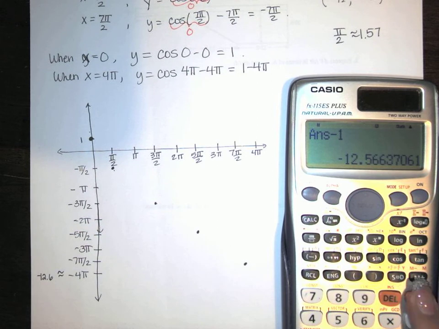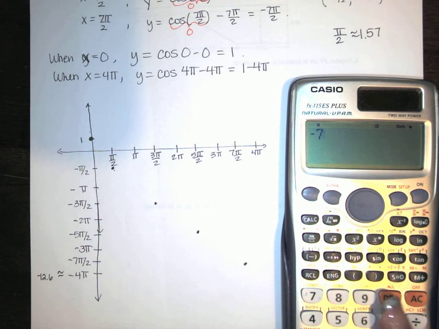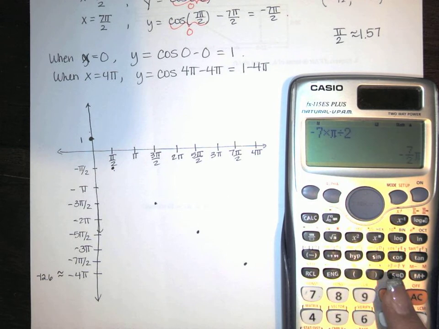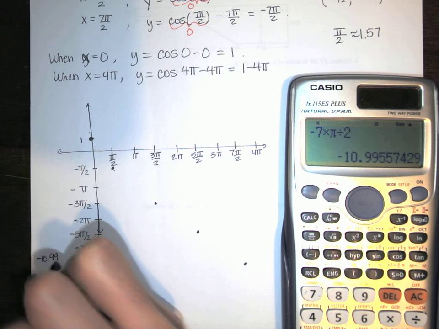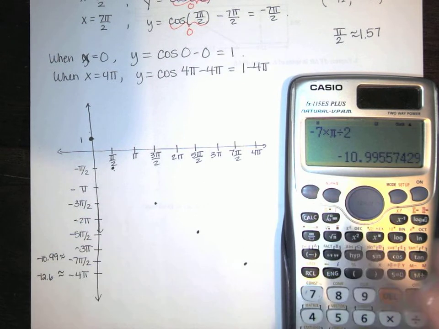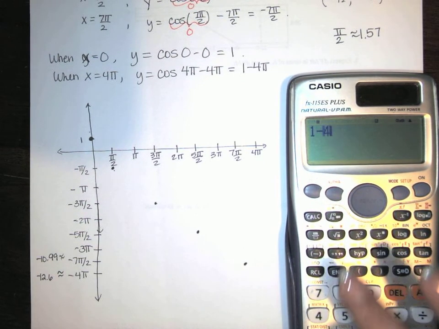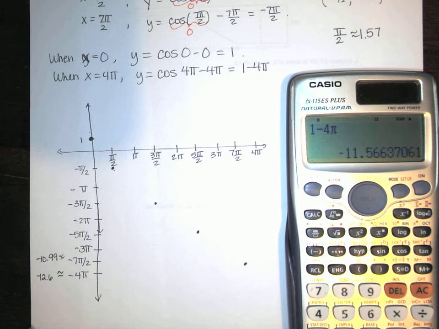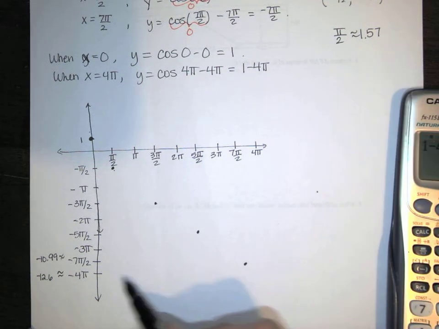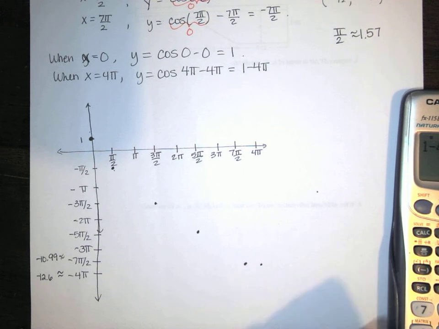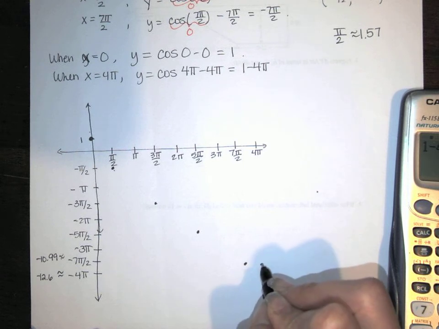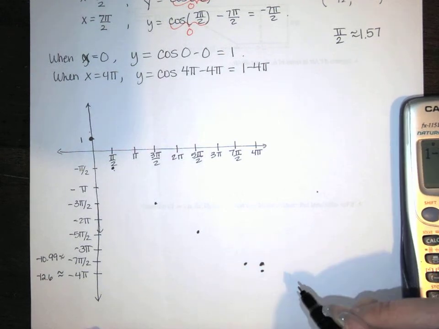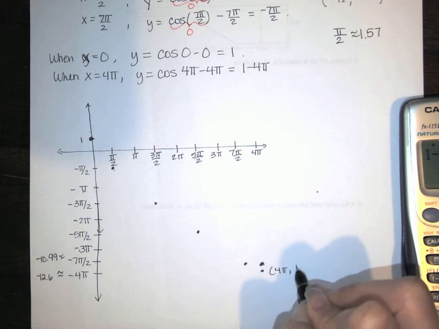It's right here. And let's do negative 7 pi over 2 as well. So this is about negative 10.99. So 1 minus 4 pi is negative 11.6, so it's like here, approximately. Whoops, just there, sorry. I'll just say not to scale.